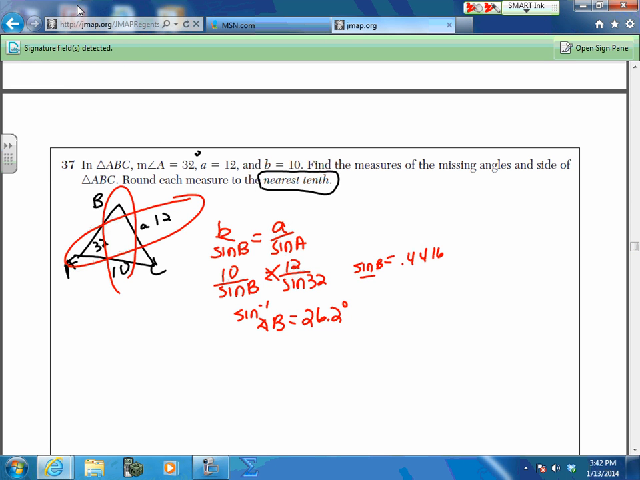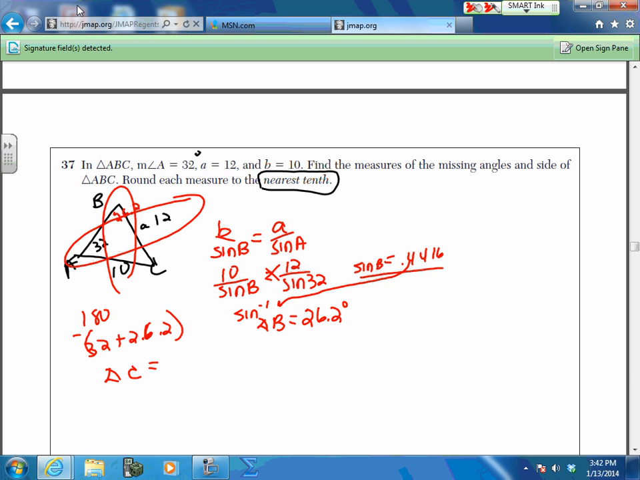So we found the sine of B to be this. We did second sine of this information, and we got your angle from here, and I would put it right on your triangle. You know that the sum of all the angles add up to 180. So add your 32 and 26.2 and subtract it from 180. And then you will find angle C.